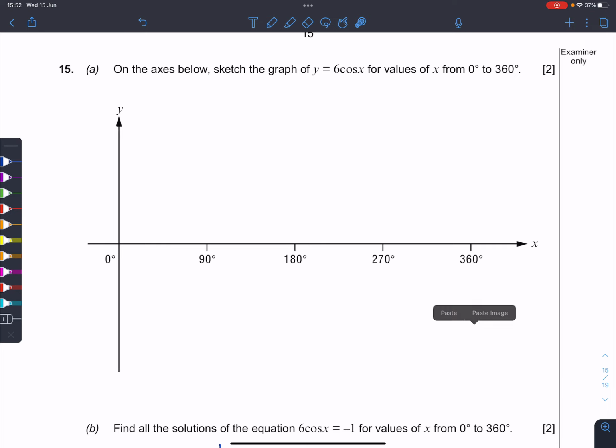Now, you either know what this is and understand that 6 is going to stretch everything vertically by a factor of 6, so all the y values are going to get multiplied by 6. Or you work out the 6 cos of 0, 6 cos of 90, 6 cos of 180, 6 cos of 270, 6 cos of 360. Either way will work. Whatever happens, you end up with a cos graph.